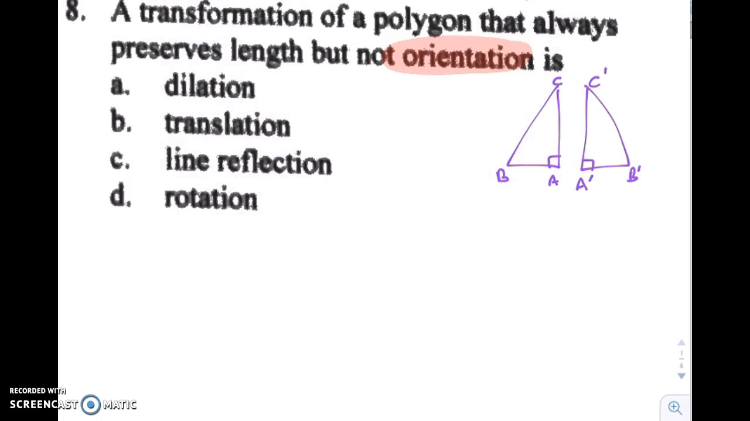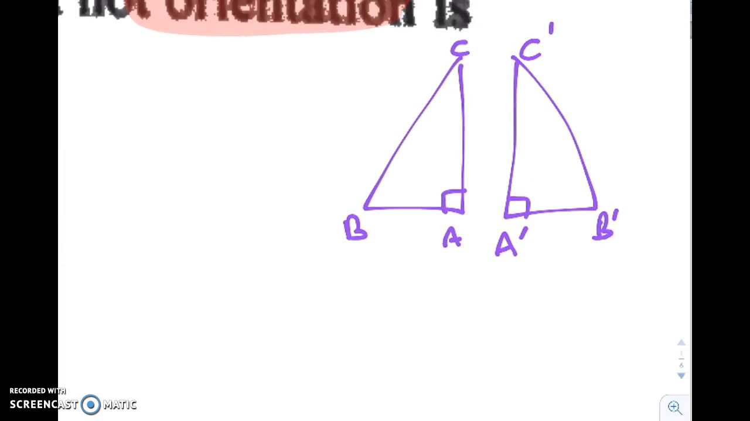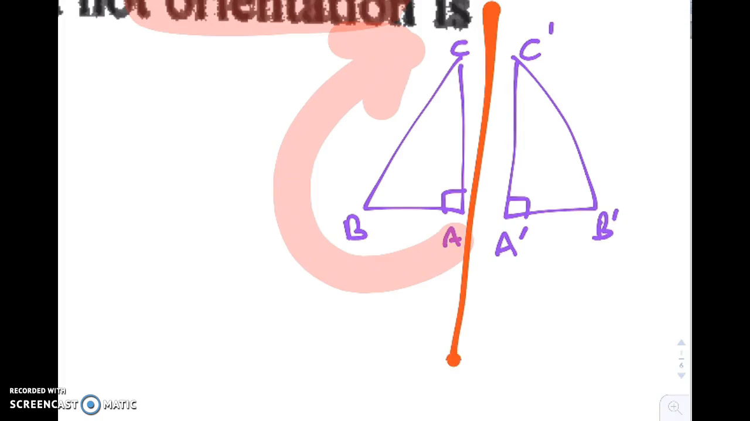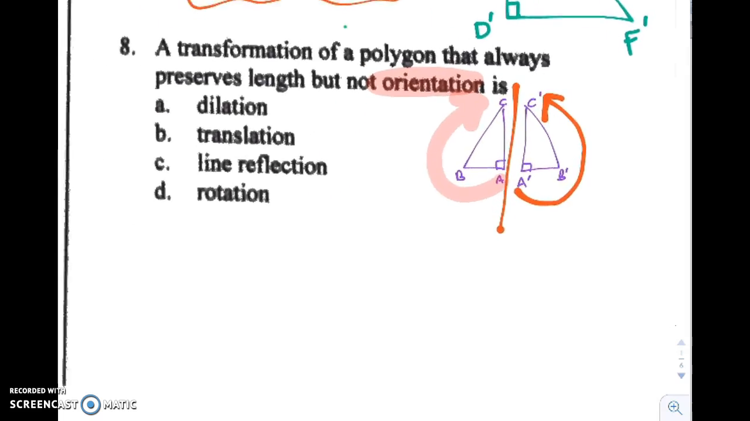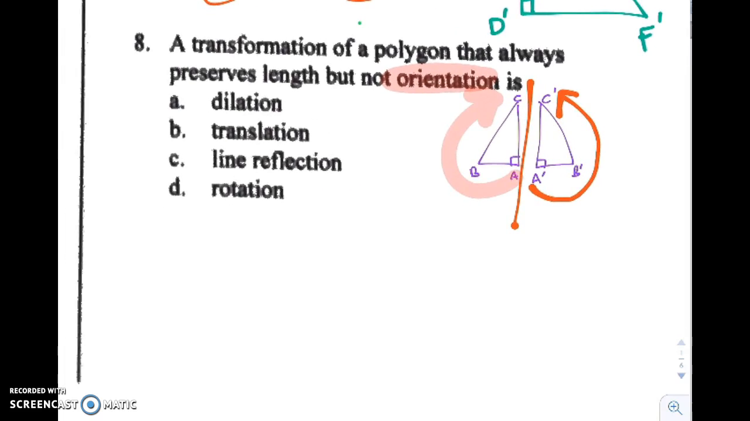In number 8, the word orientation comes up again. Orientation is the direction, clockwise or counterclockwise, that things are ordered in. A, B, C is clockwise, but once you reflect it, A, B, C is now counterclockwise. So orientation changes with a reflection.